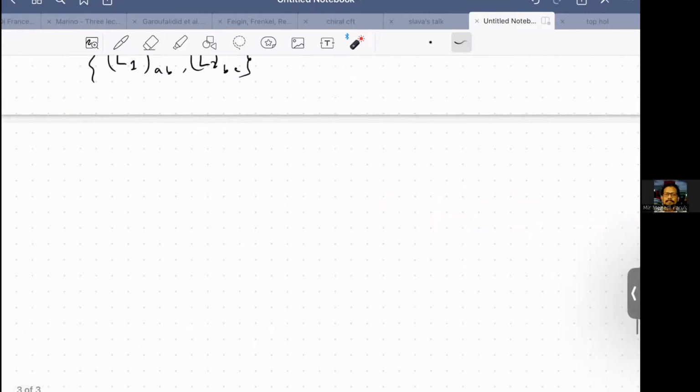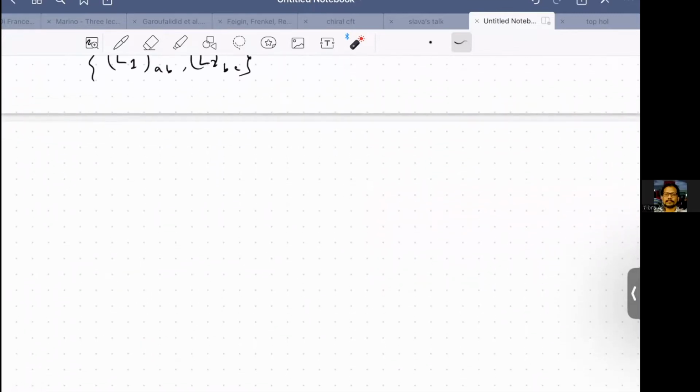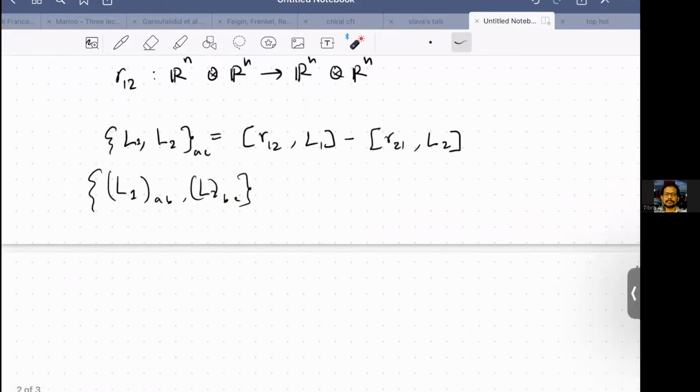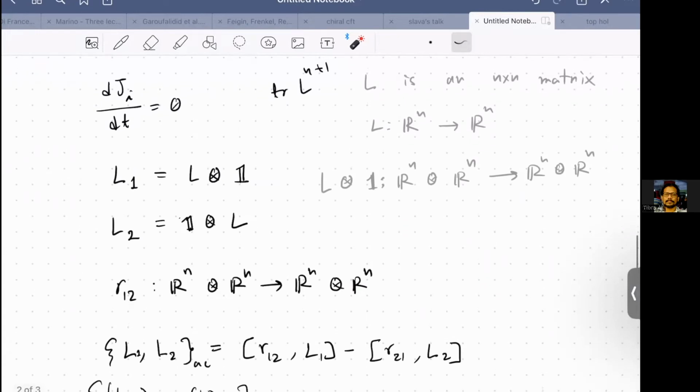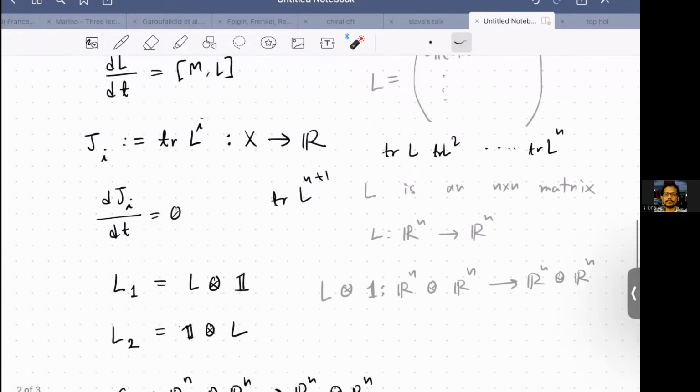So can I ask a question? You said that if I have an n-dimensional matrix, then I can only have n independent traces. That is, I can take the trace of the matrix, or the trace of the square of the matrix, up to the trace of the nth power of the matrix, right?